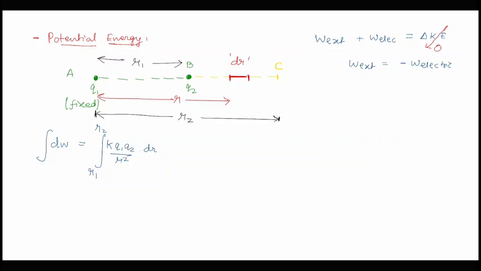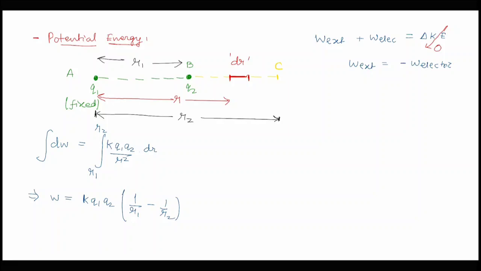So from here we obtain the expression for work done as K Q1 Q2, and integration of 1 by R square is minus 1 by R, and hence we obtain the expression as 1 by R1 minus 1 by R2. So now no work is done by the electric force on the charge Q1 as it is kept fixed.